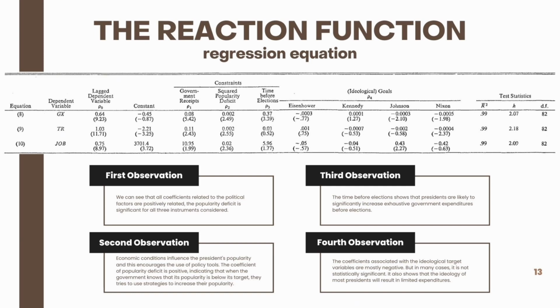Moreover, the time before election shows that presidents are likely to significantly increase exhaustive government expenditure before an election, in accordance with the principles. And the coefficients associated with the ideological target variable are mostly negative, but in many cases not statistically significant. It shows that the ideology of most presidents will result in limiting expenditure.